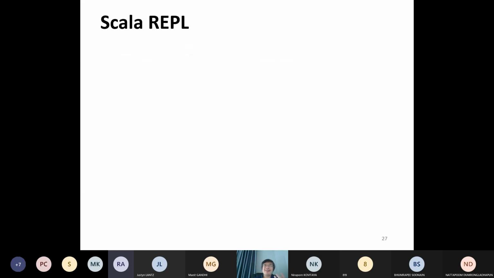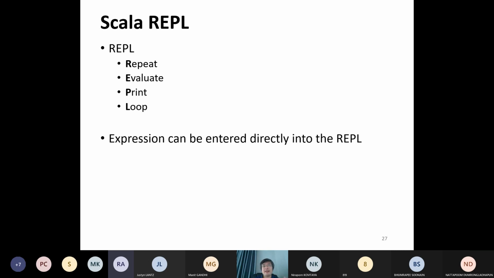Simple, and it should hopefully print hello world. One more thing is Scala is kind of like Python, which is a REPL language: read, evaluate, print, loop. Basically, you can run one line at a time. So this is called REPL, and expressions can be entered directly into the REPL. We'll go into what an expression is in the next lecture on Thursday. Hopefully we have Zoom by then.